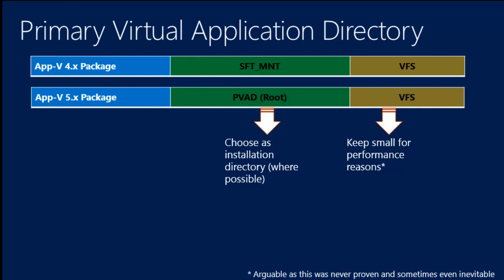Now, the performance reasons are arguable, as I've never seen them proven, and sometimes it's even inevitable to install something to the virtual file system. But let's not go into that discussion right now. So the same rules apply for appv5. It's now called the primary virtual application directory. Best practice is to put as much files into the primary virtual application directory, or PVAD, or VPAD, I've seen multiple abbreviations for that, to keep the VFS as small as possible.